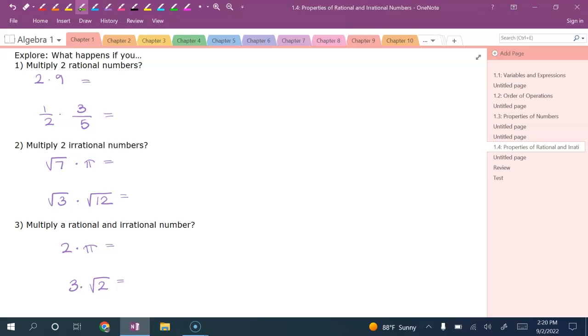So for number 1, my answers were 18 and 3 over 10. Both of those are rational numbers, so anytime that you multiply rational numbers, your answer is always going to be rational.